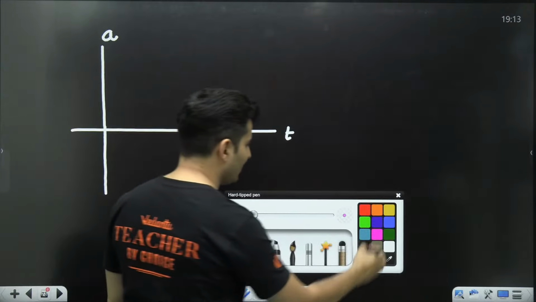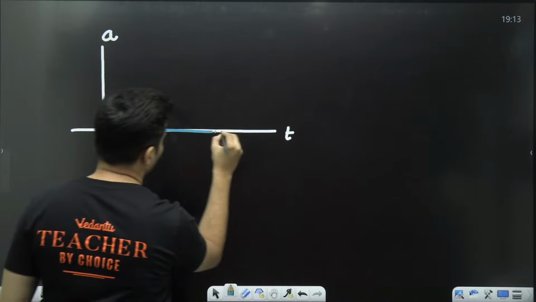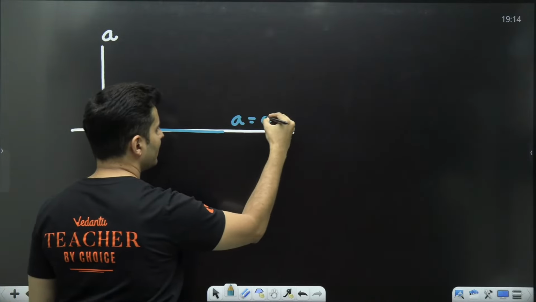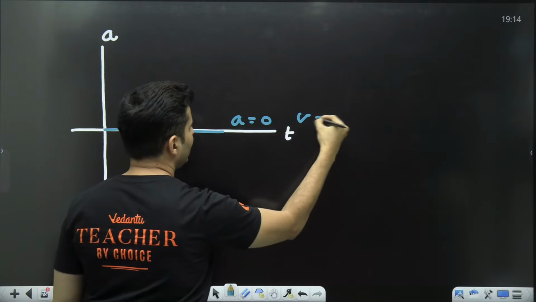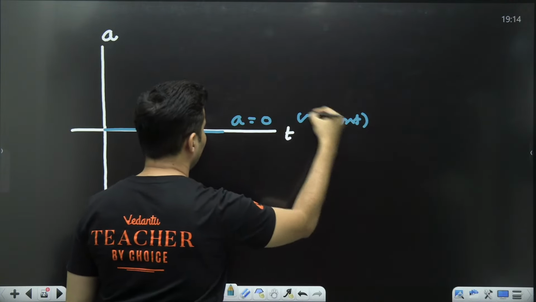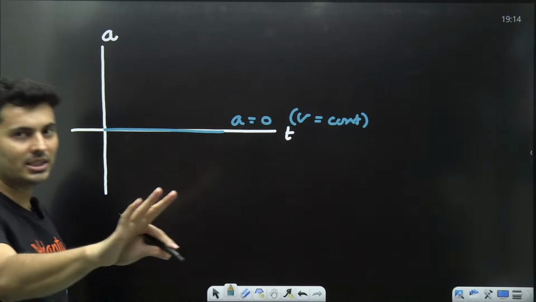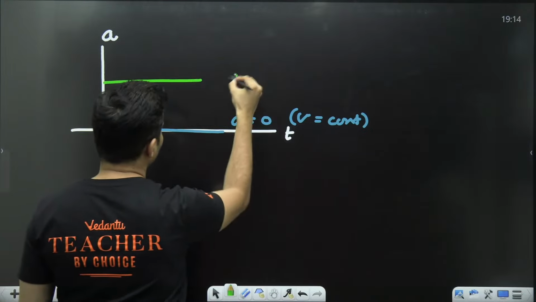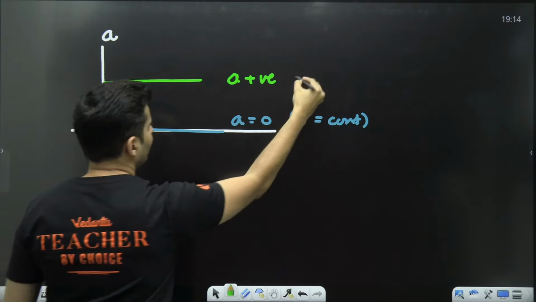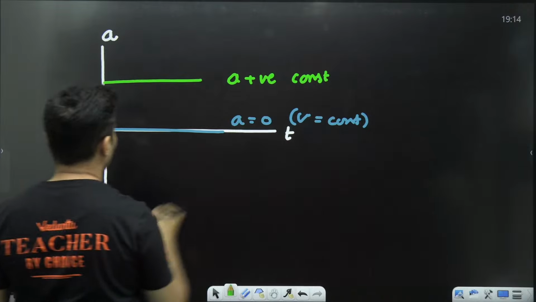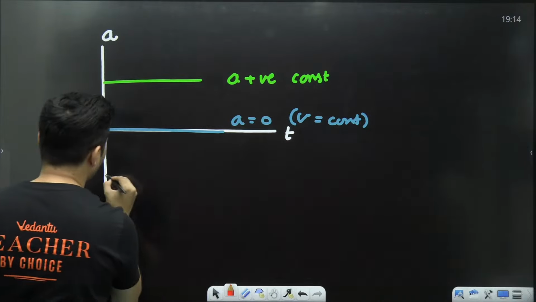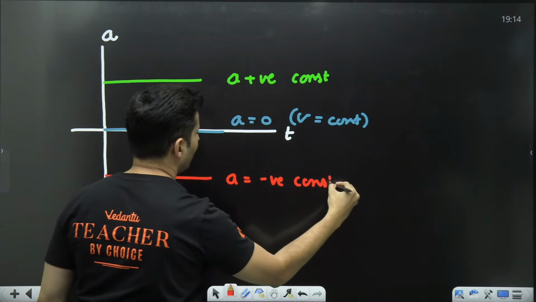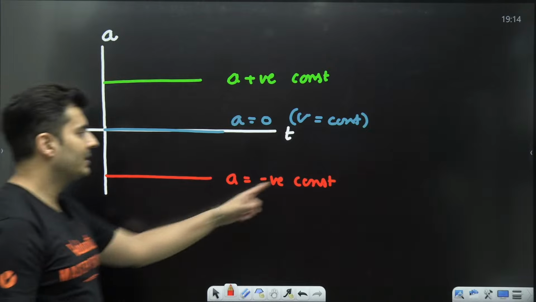Finally, for acceleration, also we can do some cases. If it is flat on the time axis, acceleration is 0. That means the velocity is a constant. I don't know what the velocity is, but it is not changing. If I show the graph over here, that means acceleration is positive and it is constant like this. If I show the graph over here, that means acceleration is negative and constant. That's all. It is constant.